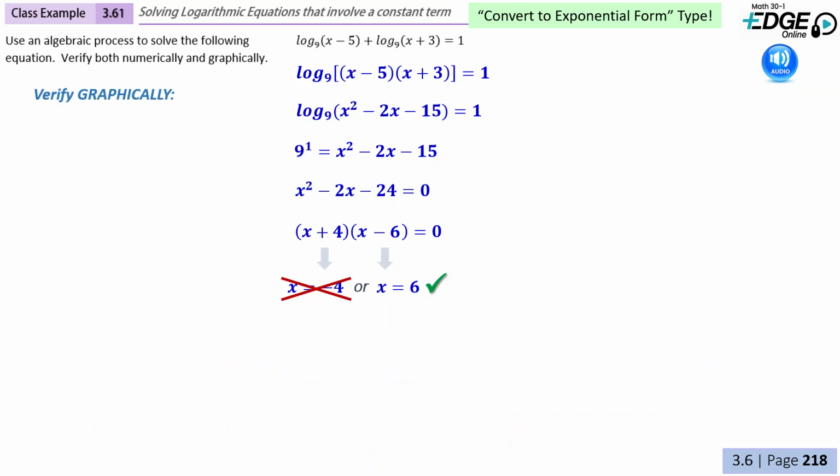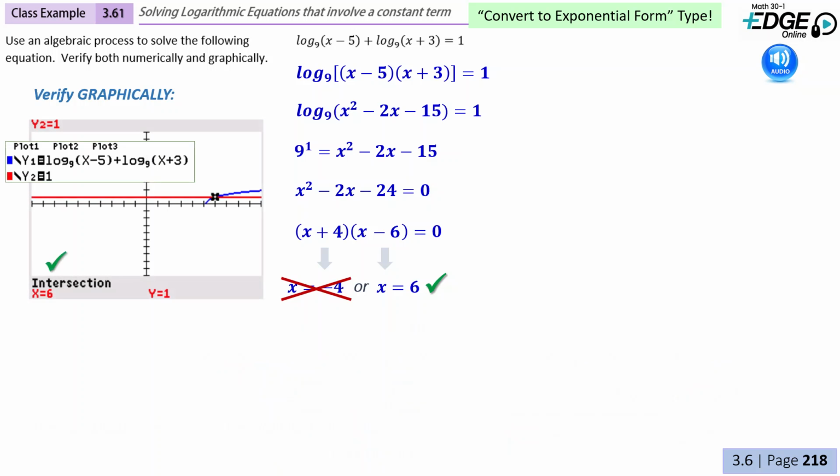So now let's see if we can get the same picture, the same solution, by doing it graphically. So we'll set y1 equal to the left side of the equation, and y2 equal to the right side, which is just 1. And then you can see that we only have one intersection at x is equal to 6.